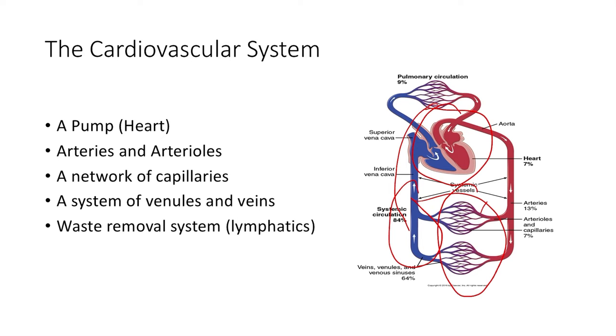And then we also have a waste removal system in the lymphatics, which we'll cover as well in the vascular system. So again, you can think in many ways the cardiovascular system is a plumbing system. It delivers oxygen and nutrients to cells. It also removes the byproducts of cell metabolism.